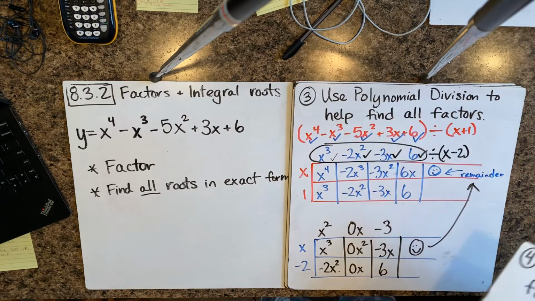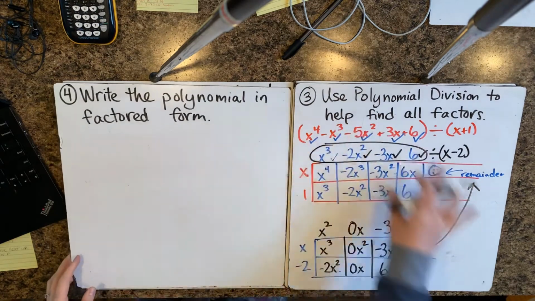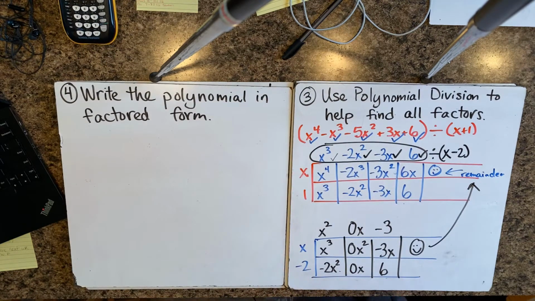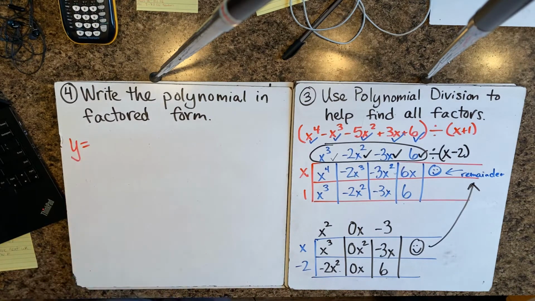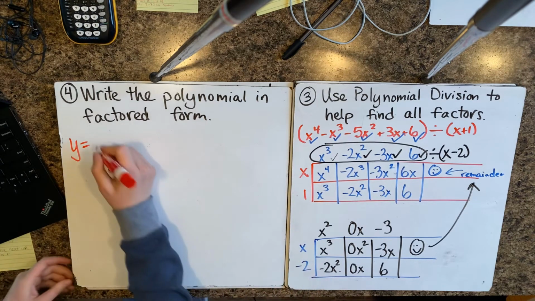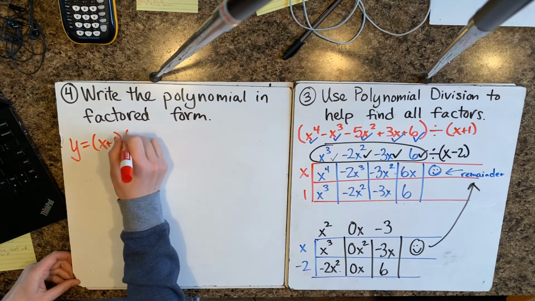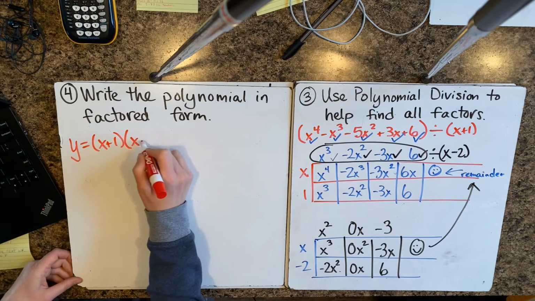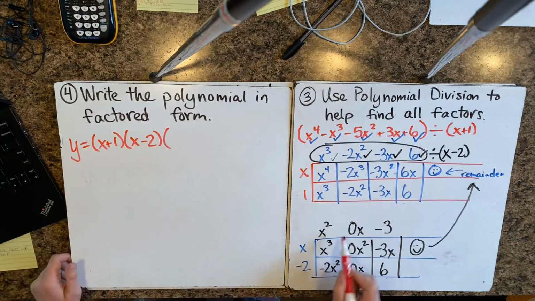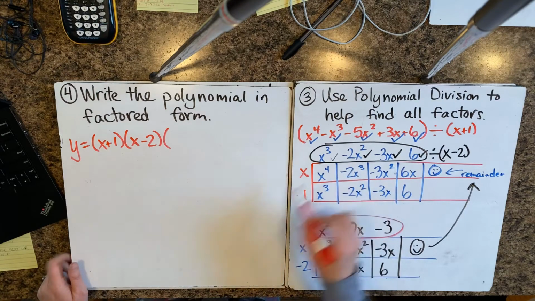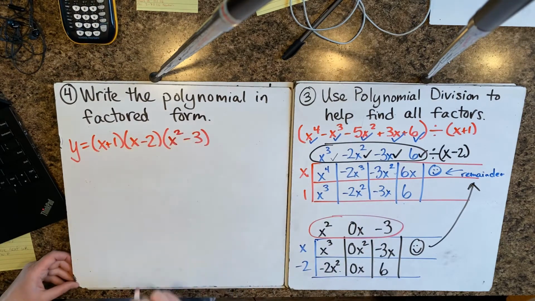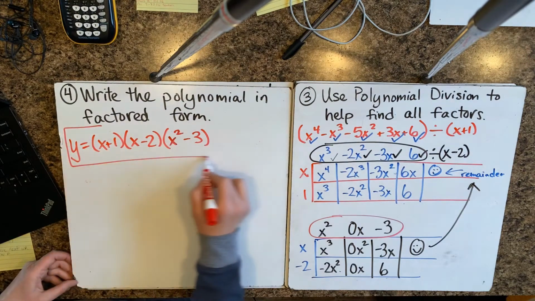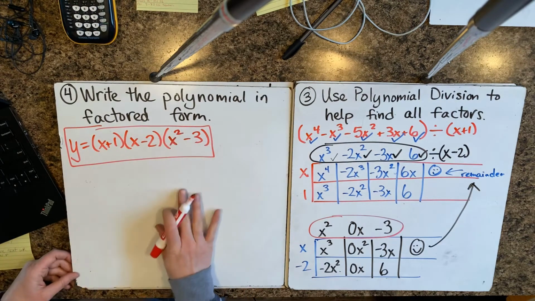Okay? So now, step 4 is I'm going to use all of this work. All the hard part is done. I promise you, all the hard part is done. And I'm going to write in factored form. This was one of my jobs originally. Well, I already knew x plus 1, and I already knew x minus 2. So what's my last factor? It's whatever I get at the end of the polynomial division. It's x squared minus 3. Okay? So this is the original polynomial in factored form.